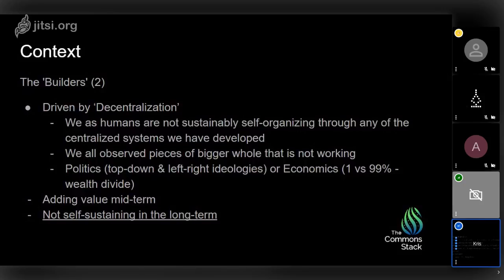And the thing that Jeff often comes back with, and I think it's a really powerful one, is you can just mention that it can be because of political reasons, because we've seen that top-down, centralized, left or right, none of it really works. It can be because of economic reasons, because we see the economic systems are not working either. It's the one percent versus the rest, the wealth divide, and so on.